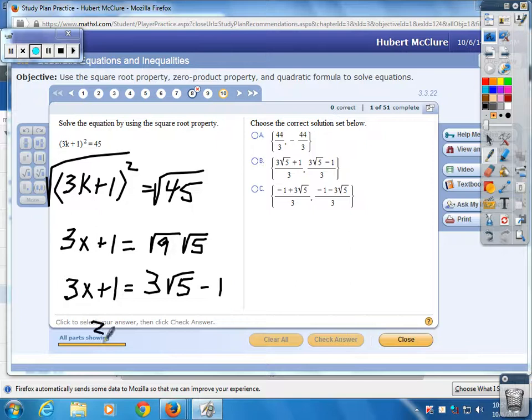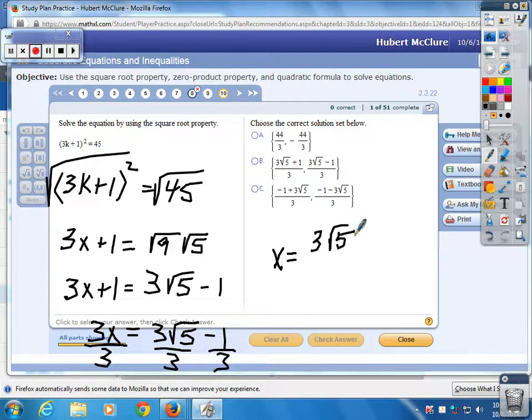And that's going to be 3x is equal to 3 square root of 5 minus 1. And what do we do now? Divide by 3. And that's going to be x is equal to 3 square root of 5 minus 1 over 3.